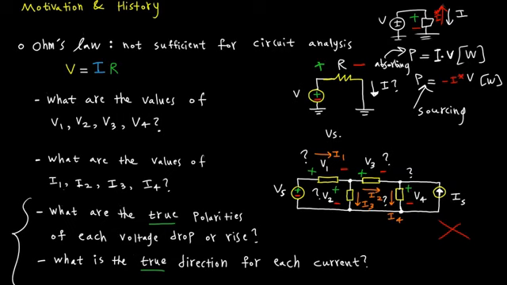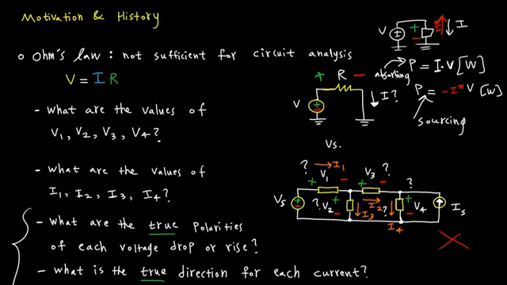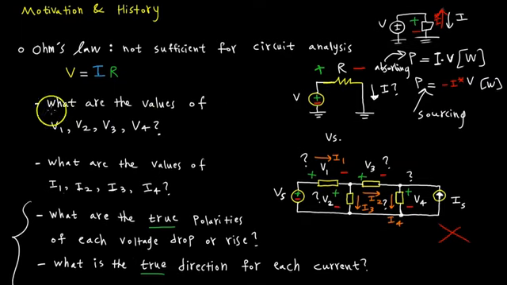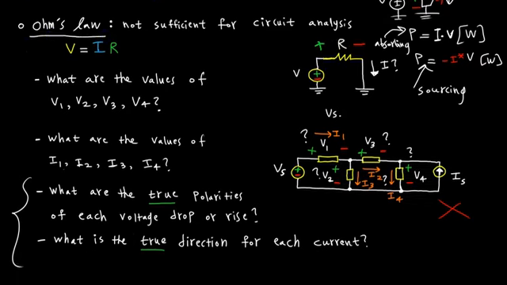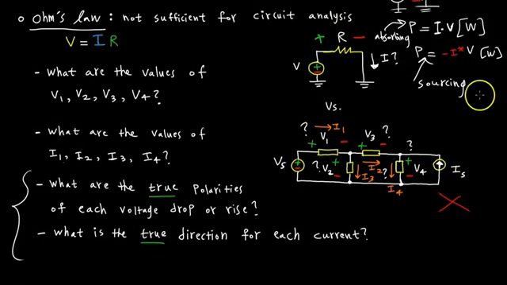Now that we understand the motivation and the importance of where we're at, let's answer these questions. These four questions, we're going to answer now with the toolkit that we have, which is Ohm's law. And here's the answer: we don't know. With Ohm's law, we're not able to relate the voltages and the currents in a given circuit systematically.